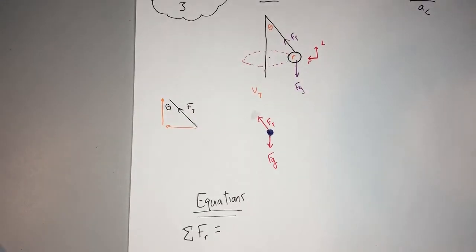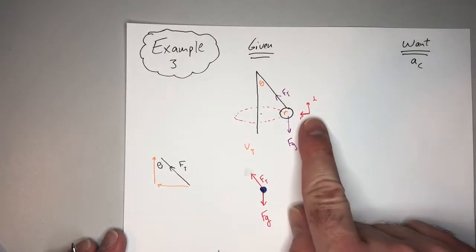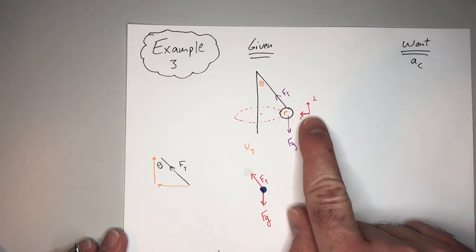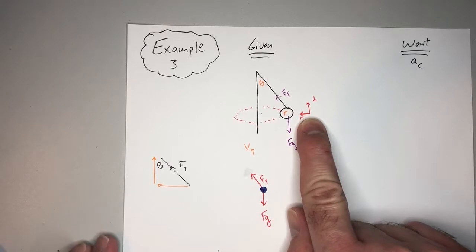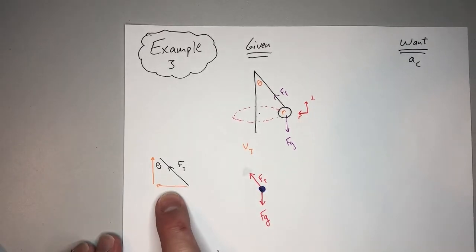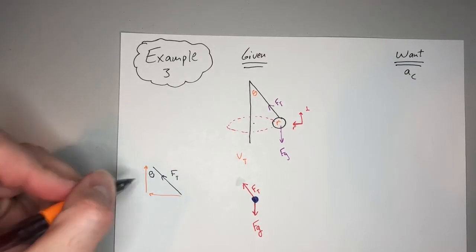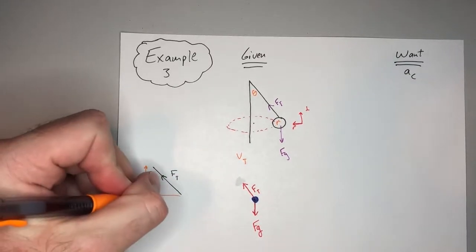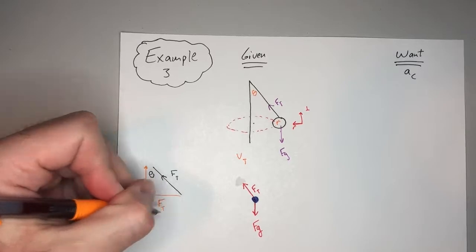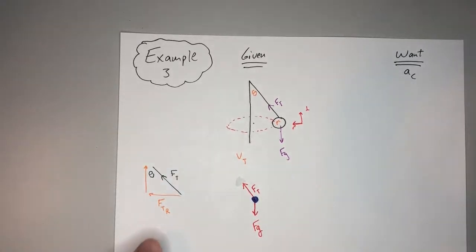And if we're talking about the radial direction, we have to pick out the component of tension that lines up with our radial axis right there. And if you look, that's going to be this part. So we have to go back and do a little trig. Here's our angle theta, here's our FT, and we want to find out what FT in the radial direction is going to be. We want FT in the radial direction because we're talking about the radial direction.